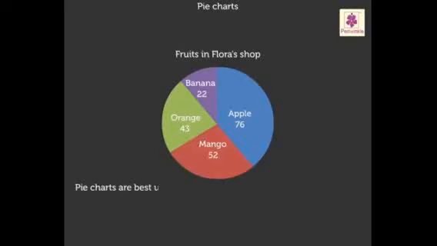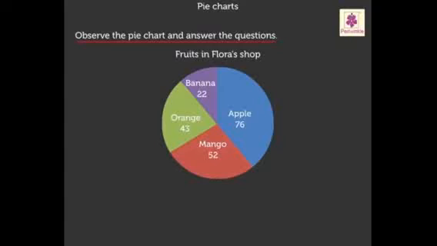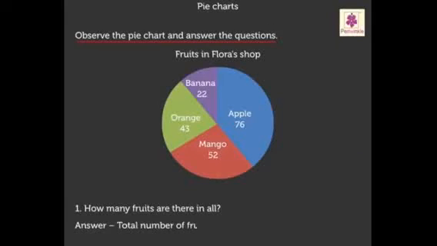Pie charts are best used to compare parts of a whole. Now, observe this pie chart and answer the questions. 1. How many fruits are there in all? So here, we find the total number of fruits.